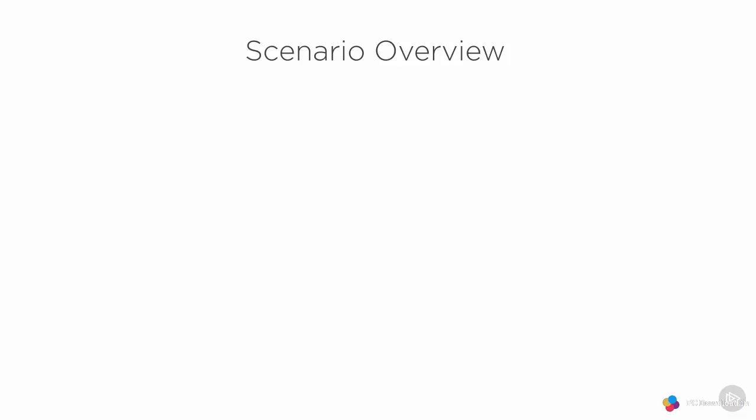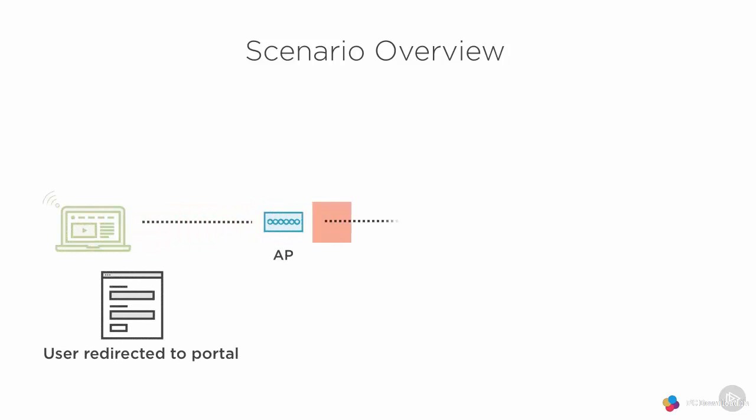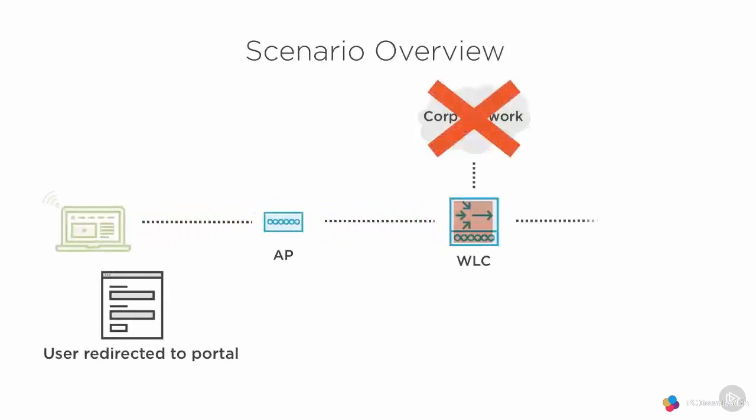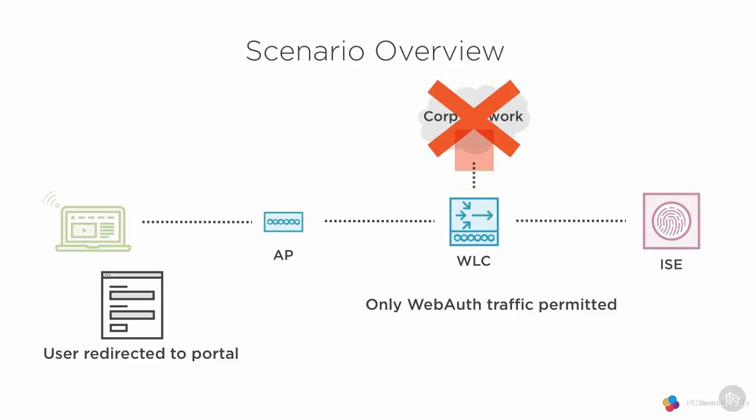So we'll go ahead and lay out this scenario in very simple terms. I don't want you to focus too much on physical topology or anything for that matter that deals with all that connectivity. But essentially, here's what happens. We have a user that comes on and they're redirected to a portal. Their access to the corporate network is going to be blocked.